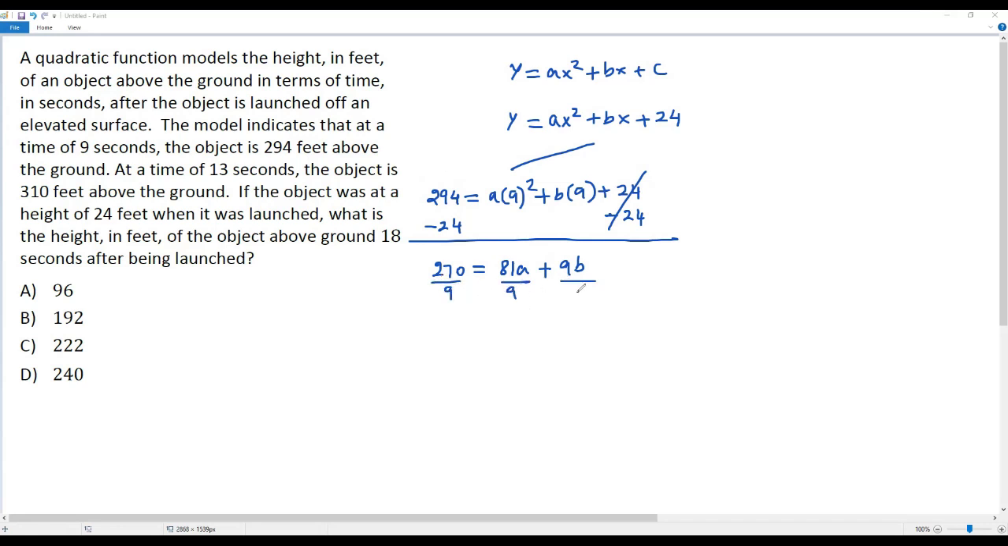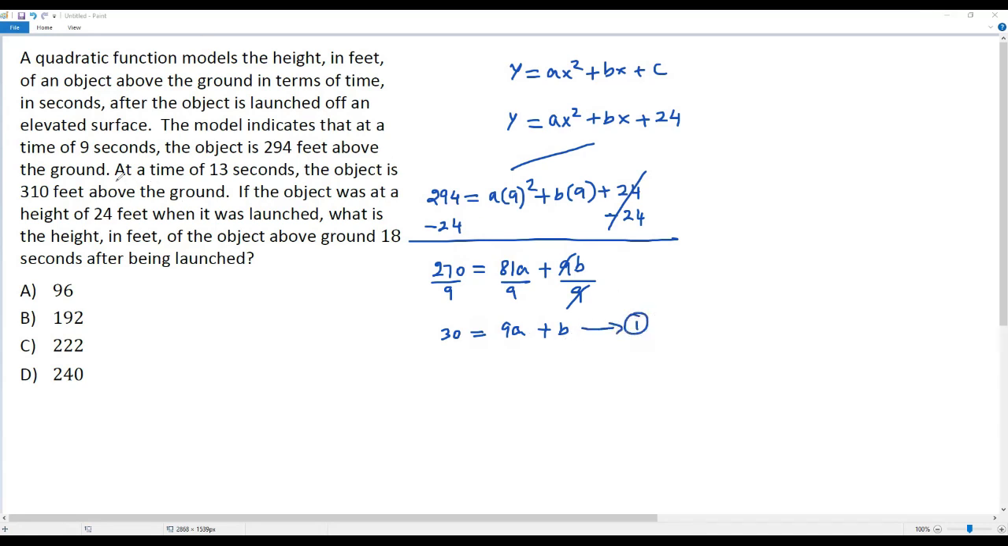When I divide 270 by 9, I get 30, and when I divide 81 by 9, I get 9, that is 9a, and here the 9 cancels, leaving b. Here I got a linear equation in terms of the two unknowns a and b. Let me consider this equation number 1.